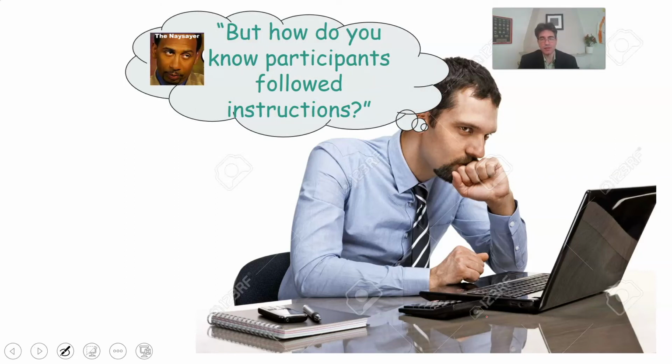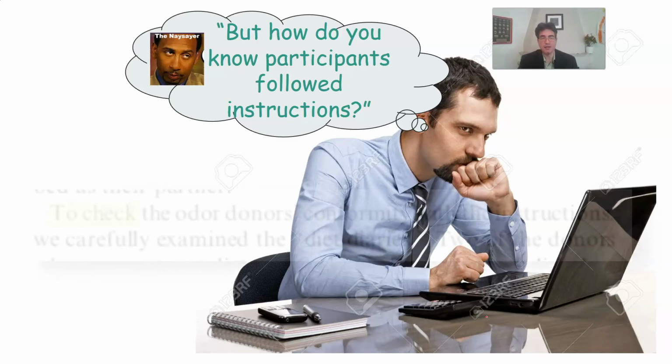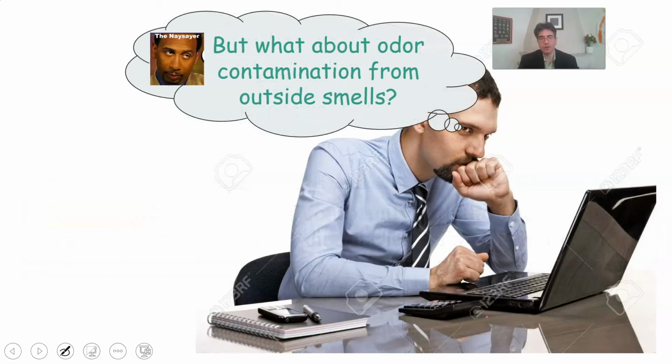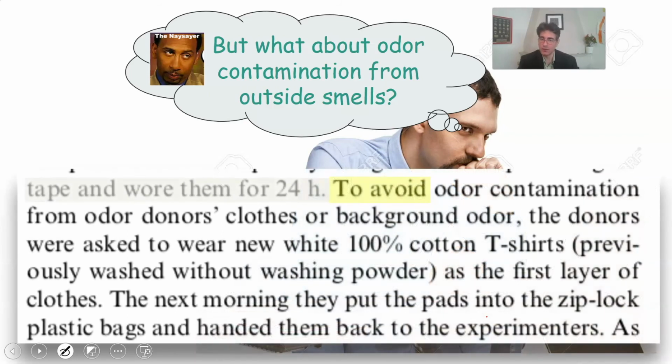And so when they thought the naysayer may ask, how do you know that participants followed the instructions? In other words, were they eating only what they were supposed to eat, or actually rigorously following the diet diary? So they wrote, to check the odor donor's conformity with instructions, we carefully examined the diet diary. Okay. What about odor contamination from outside smells? And they said, to avoid odor contamination from odor donors' clothes or background odor, the donors were asked to wear new white 100% cotton T-shirts, previously washed without washing powder. So they're clear about that.